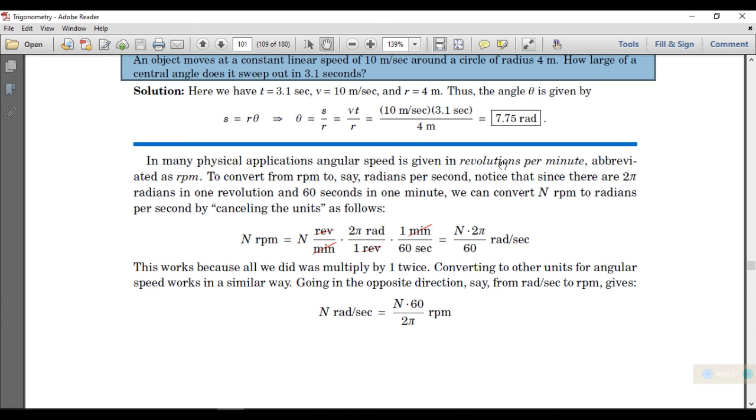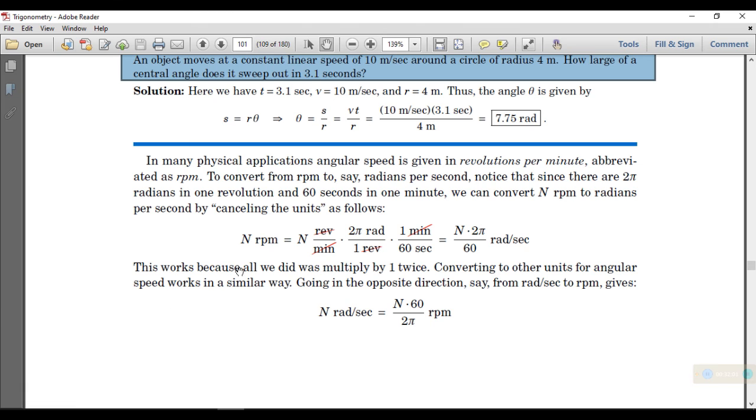Ito yung RPM natin. Revolutions per minute times 2 pi radians over 1 revolution times 1 minute over 60 seconds. Now, we are going to cancel out the units that are the same. So, in the numerator, we have revolution. In the denominator, meron tayo isang revolution. So, canceled out na sila. In one of the numerators, we have minute. In the first factor, in denominator, we have minute ulit. Canceled out na siya. You will be left with n times 2 pi radians over 60 seconds, which is n times 2 pi over 60 radians per second.